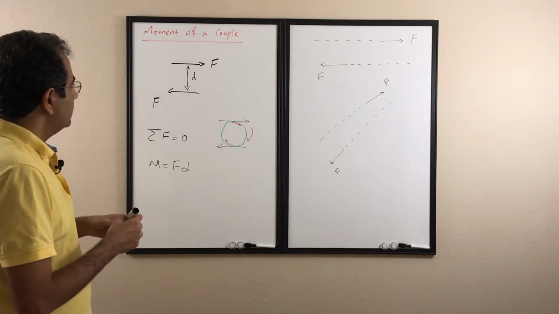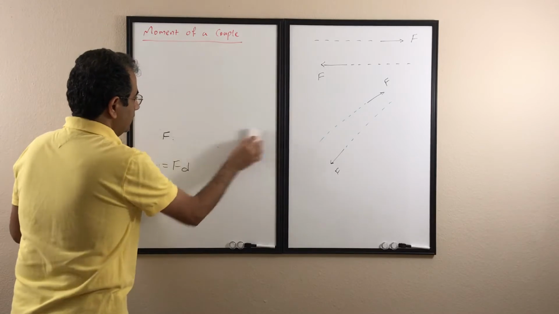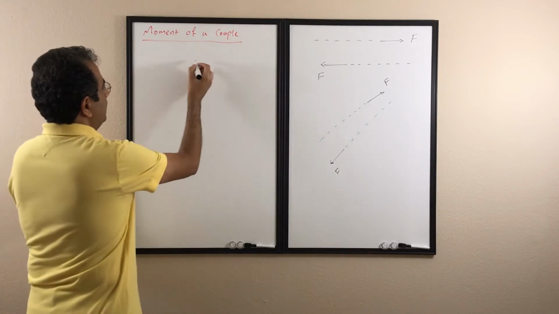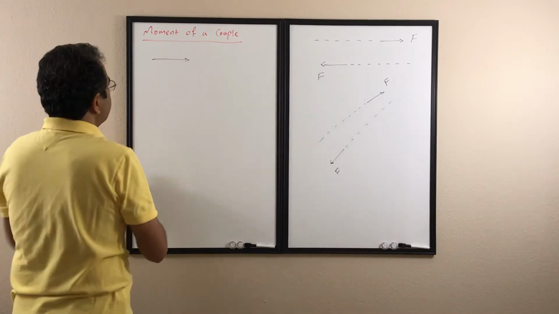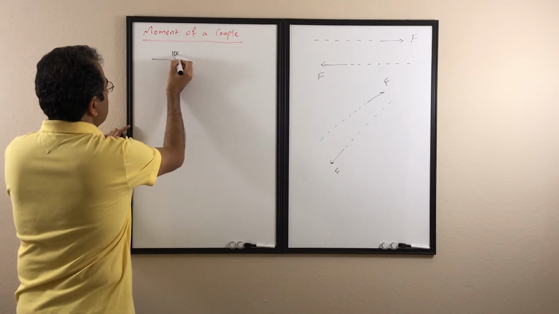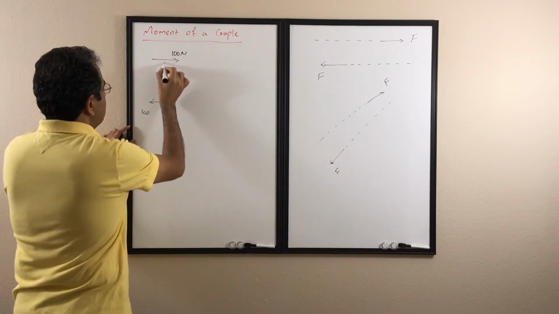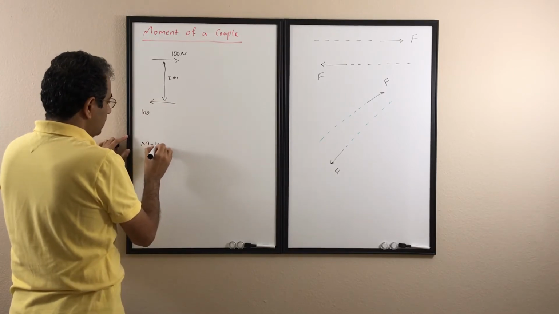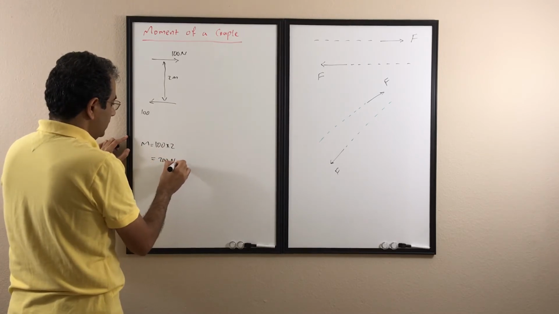One other point that I want to raise is that if you have a couple like that, let's make it smaller. I have 100 Newton, and then I have 100 Newton, and they are separated by 2 meters. The moment they create is F times d, 100 times 2, so it's going to be 200 Newton meter.